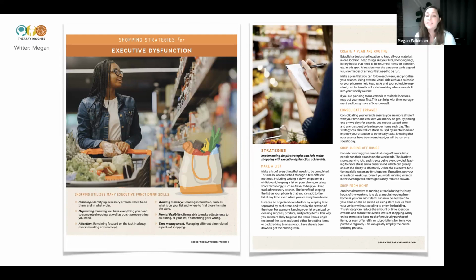And so on the second page, this is talking about some very specific strategies that can help with reducing the stress of shopping when you have executive dysfunction. So making a list, huge, right? That way it's not being all held up in your brain. The more stress we can take out of the brain and put it somewhere else, the less overwhelmed we're going to feel by any task. So making a list is really important.